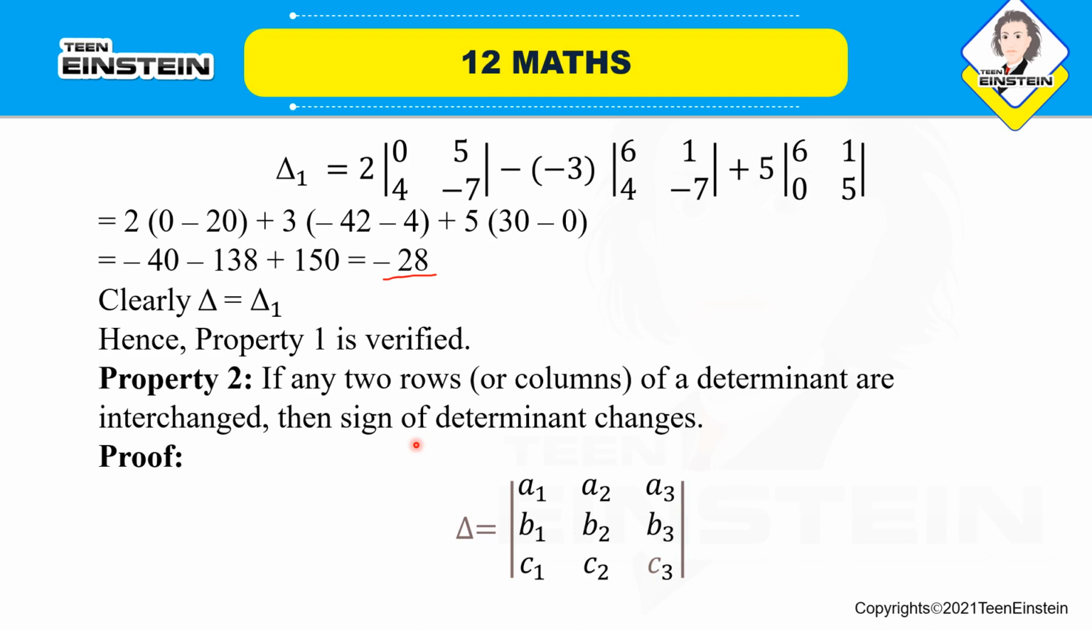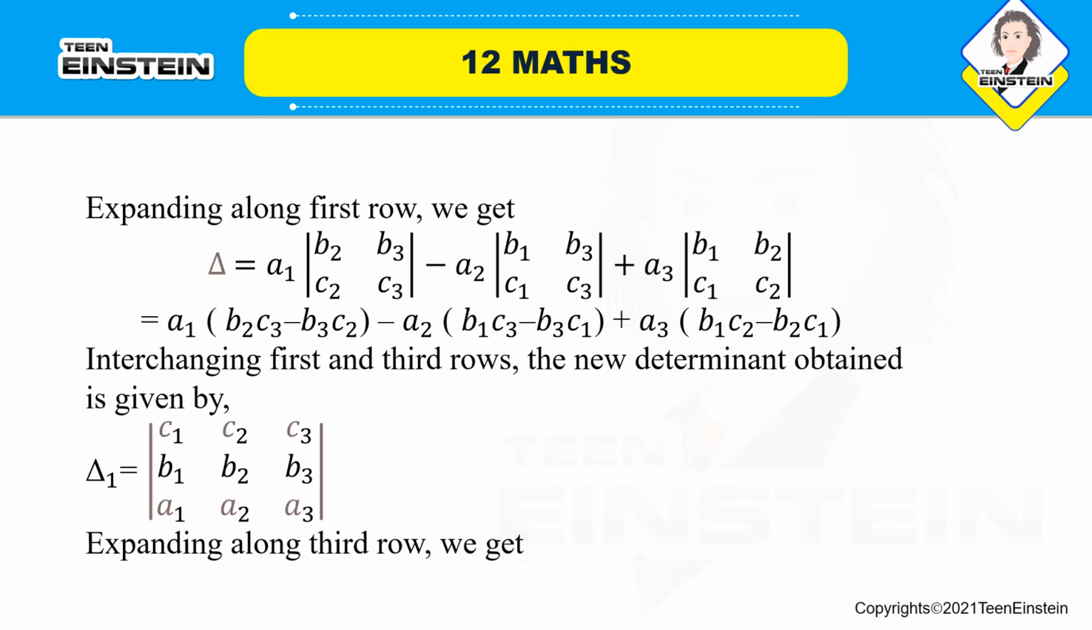So we are going to prove this property. Consider delta equal to determinant A1, A2, A3, B1, B2, B3, C1, C2, C3. As we have discussed earlier, we have considered only the determinant of order 3, right? So delta is of order 3 here. Now expanding along the first row, what we are getting is delta equal to A1 into determinant B2, B3, C2, C3 minus A2.